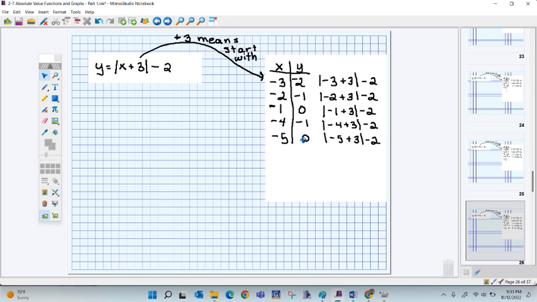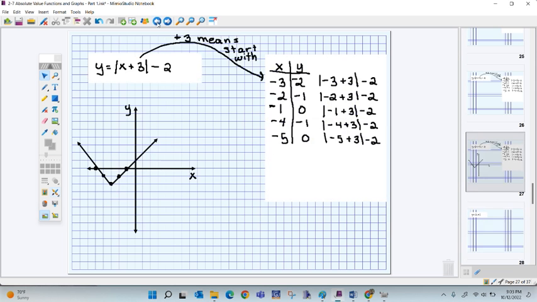All of these values here can then be placed on a graph. Negative 3, negative 2; negative 2, negative 1; negative 1, 0; negative 4, negative 1; negative 5, 0. And what we notice is that this went left 3 and down 2 from the anchor point at the origin, but the whole picture did the same thing. It was that same V shape, okay? So the things inside here are going to tell you left or right. The things out here are going to tell you up or down.